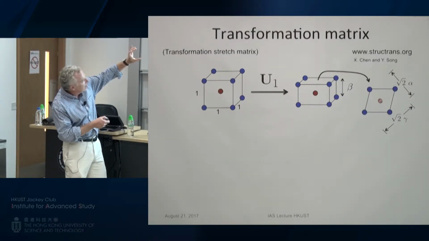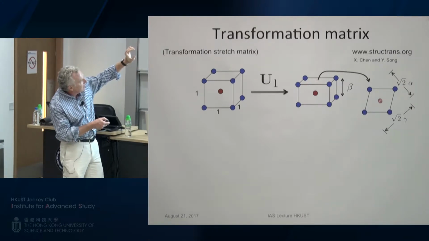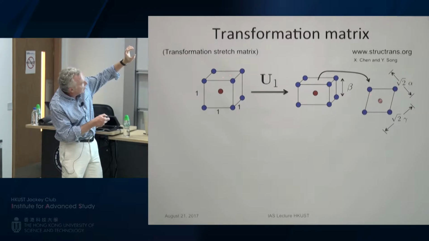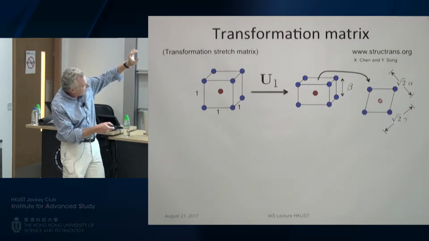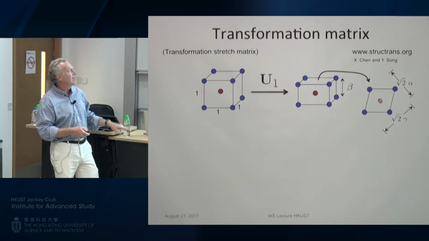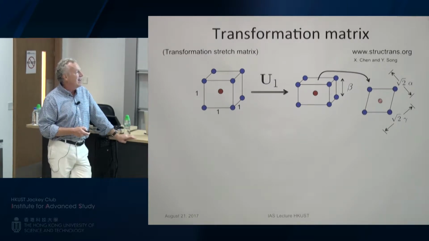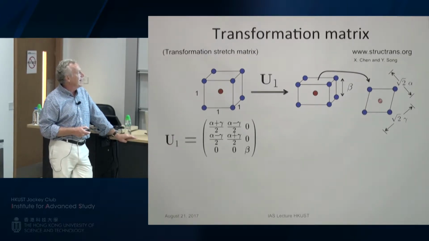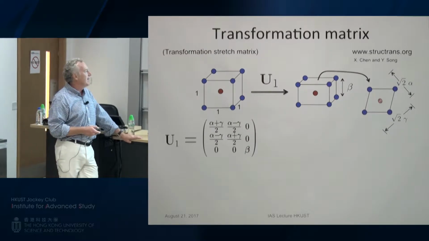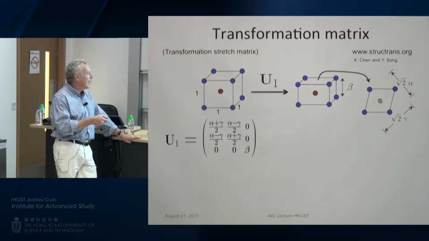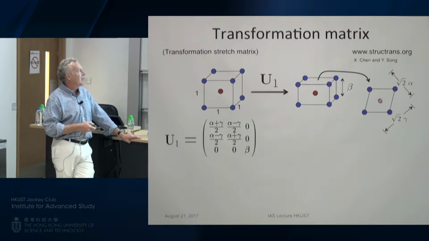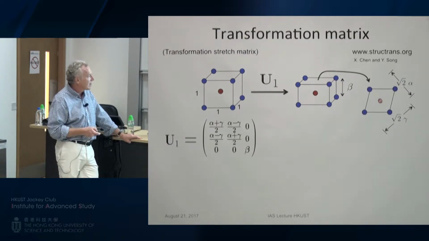It shortens along this axis, as you can see. And the top face, instead of being a square, turns into a rhombus. Looks like that. And it has 3 lattice parameters. If you use that notation, then the linear transformation written in the cubic basis has this matrix. So that's the transformation stretch matrix, or transformation matrix.